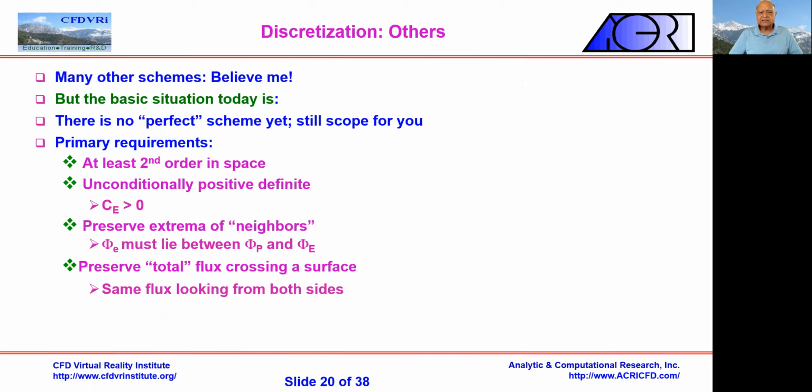So let's try to wrap up discretization. Believe me, there are many other schemes, but the basic situation is there is no perfect scheme yet. So this is where young researchers like you can make your mark, put your brain cells to work, and come up with something which would be ideal. Now, what is ideal? Ideal would be that it should be at least second order accurate in space, right?